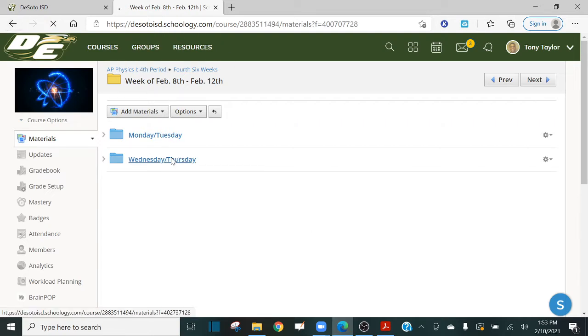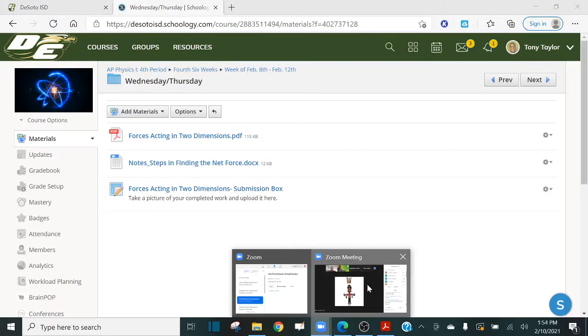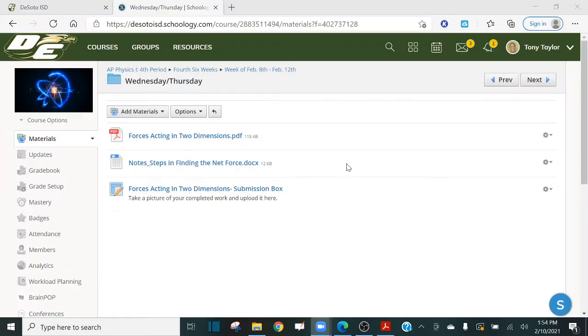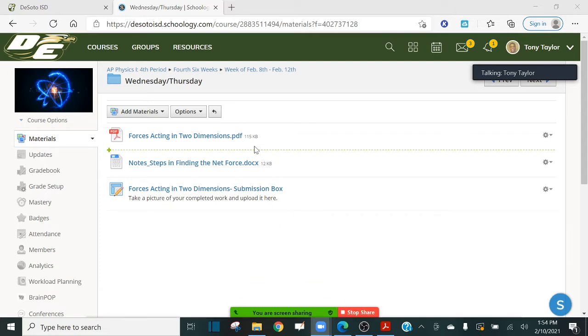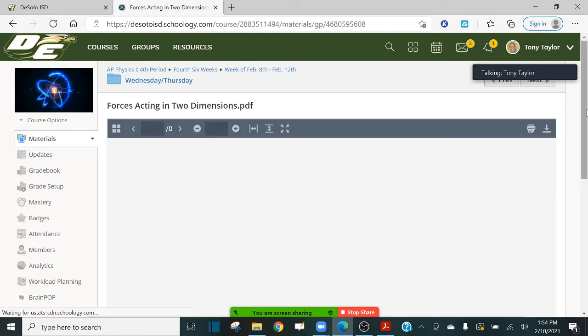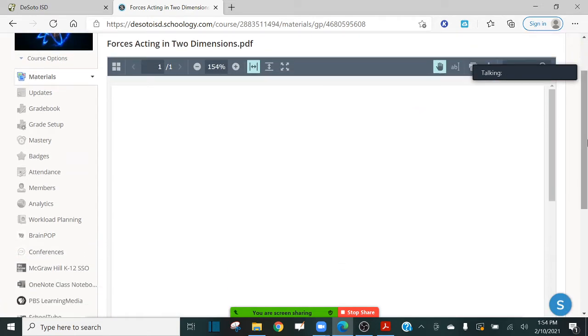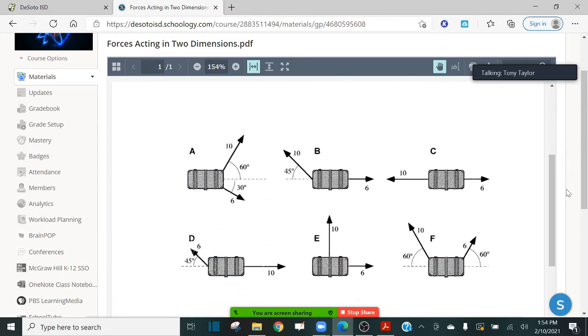Today, if you click on the folder for today, you're going to see these three items in Schoology. Right here where it says forces acting in 2 dimensions, this is what we're going to focus on today. There is a total of 6 of these problems, A through F.